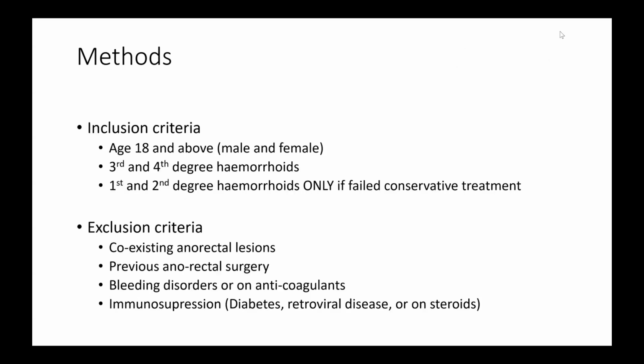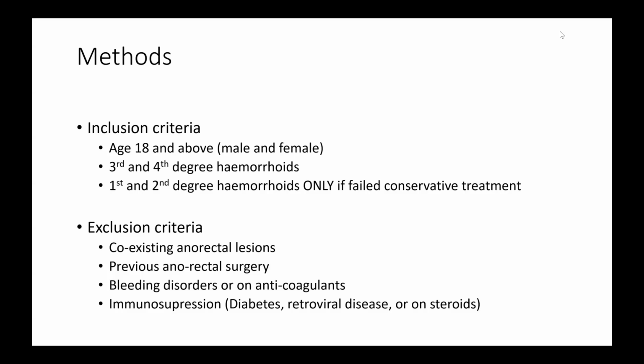Thank you very much. So going on to the inclusion and exclusion criteria. The inclusion criteria is anyone above the age of 18 with symptomatic 3rd and 4th degree hemorrhoids. And as we alluded to earlier, first and second degree hemorrhoids were included in a few events only if they failed conservative treatment. In terms of the exclusion criteria, anything with any pre-existing anorectal lesions, any previous anorectal surgery as well. So these were, I was going to say virgin abdomen, but virgin rectum, but that sounds even worse.